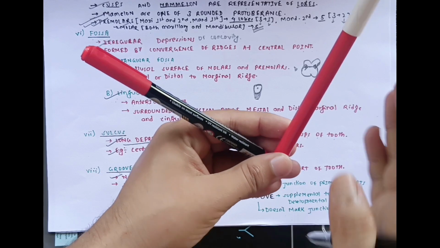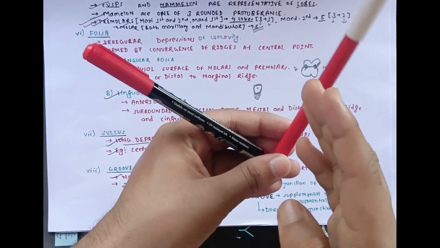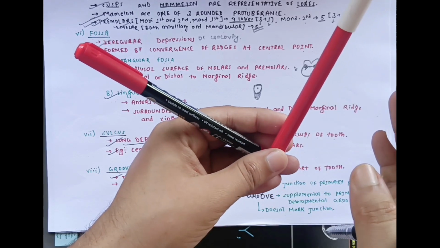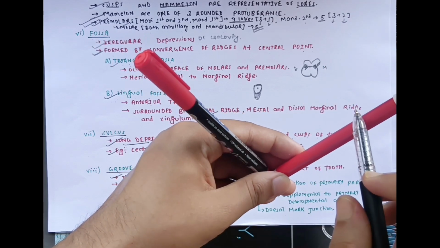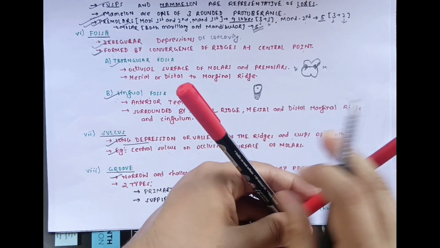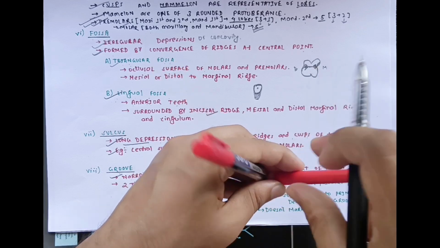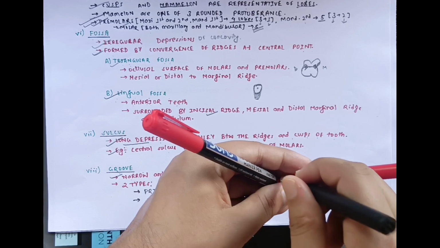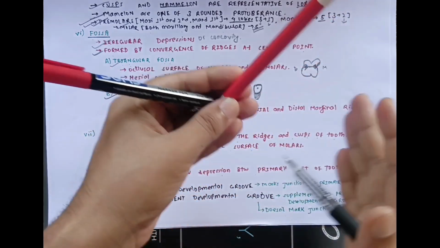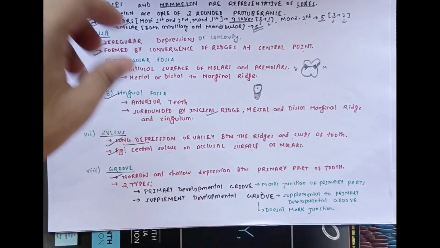Many of us don't know this. We just think that sulcus and groove are similar, but they are not. A sulcus is V-shaped in cross section, having a larger depression, a larger valley. But a groove is a smaller depression, just like a line. They are shallow depressions.